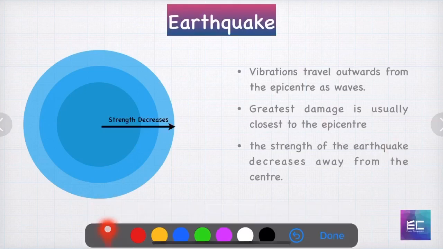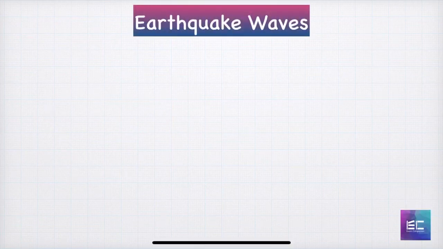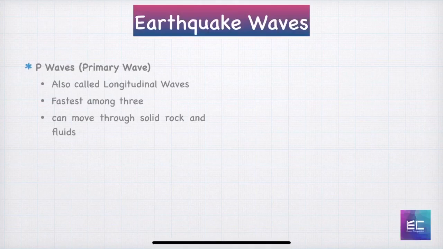Now, we just discussed that vibrations caused by an earthquake travel outside and travel around the surface of Earth. These vibrations travel as waves, and there are majorly three types of earthquake waves. The first type of waves are P waves or primary waves. These are also called longitudinal waves. They are the fastest of the three waves and they can move through both solids and fluids.